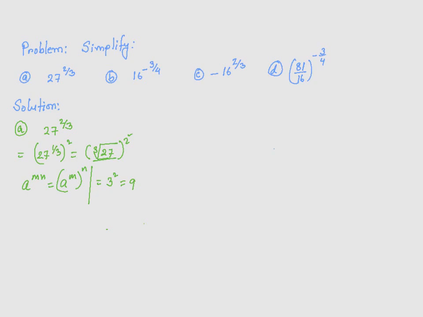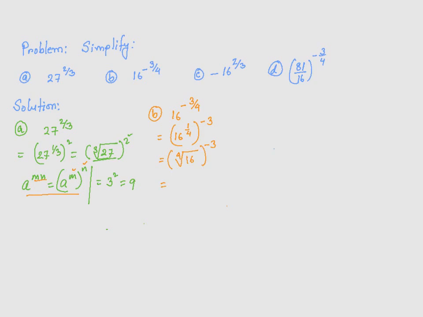Now let's go ahead and simplify the next one, which is b. 16 to the power negative 3 over 4. I'm just going to rewrite it as 16 to the power 1/4, to the power negative 3. Again, I have used this rule: a to the power m raised to the power n is a to the power mn. Now, 16 to the power 1/4 is, by the way, the 4th root of 16, then the whole thing raised to the power negative 3.